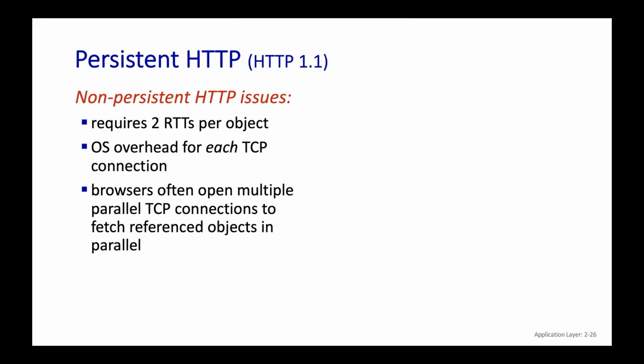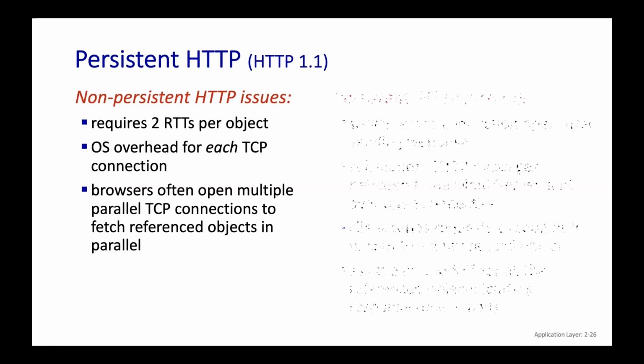So what are the issues here? It requires 2 RTTs per object. There are 2 RTTs, one for the establishment of the TCP connection, one for sending the HTTP request on that TCP connection and start getting the response. And the browsers often open multiple parallel TCP connections to fetch referenced objects in parallel. In parallel, browser जो है वो ये काम कर सकते हैं.